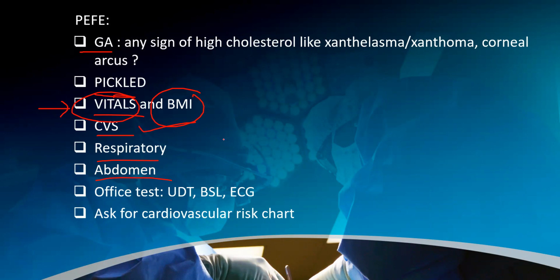You already know how to do the CVS examination. And we will discuss the respiratory and abdomen when we go to this cluster. Lastly, ask about office tests, especially urine dipstick, blood sugar, and ECG. Now, it's a very important thing that you at least mention that you would like to have a look at the cardiovascular risk assessment chart.